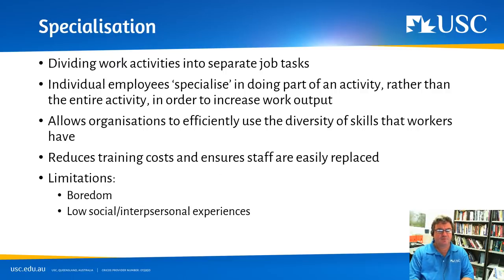Specialisation. This is pretty much one of the key approaches that managers have used since the Industrial Revolution to determine how to do work. It really focuses on dividing work activities into separate jobs or job tasks. An easy way to think of this is a Subway restaurant where you walk in to order your meal, and the first person will ask you the bread and the meats that go on it. The second person will do the salads. The third person will take your money, or something to that effect, depending on the store. So what they're doing is they're separating those tasks so that people can become more efficient at them.